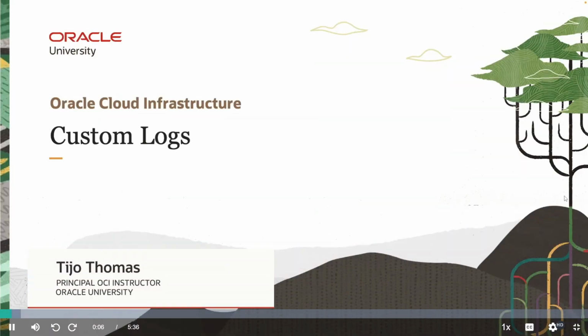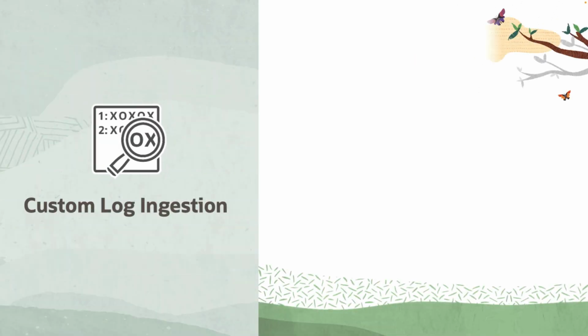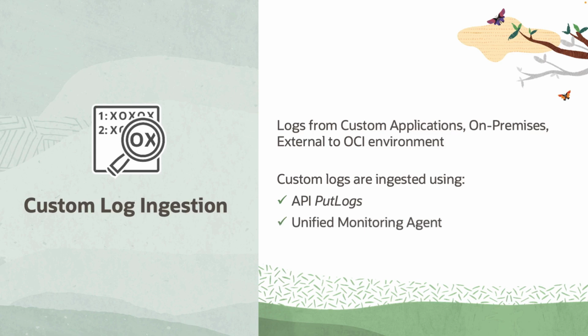We are going to learn about custom logs, which is another category of logs in the OCI logging service. Custom logs are ingested from custom applications running on OCI compute instances, or even logs from an external environment like those workloads running in an on-premises environment. In our previous lesson, we saw there are two ways you can ingest custom logs. Number one is using an API called put logs. The second method is using the unified monitoring agent that is also referred to as the Fluentd agent, and we will be focusing more on this Fluentd agent in this lesson.